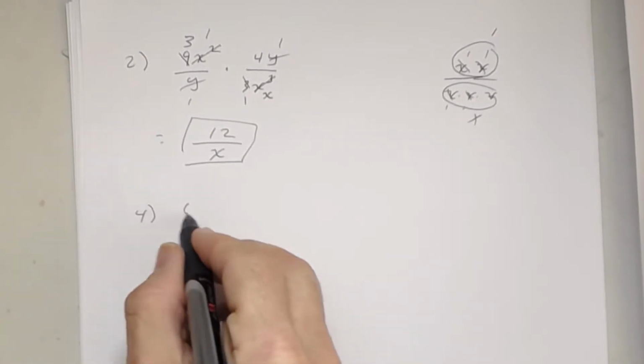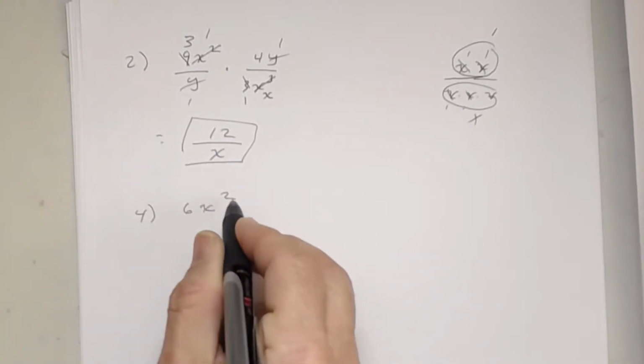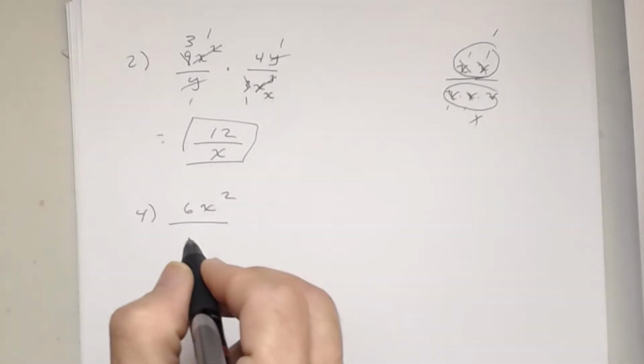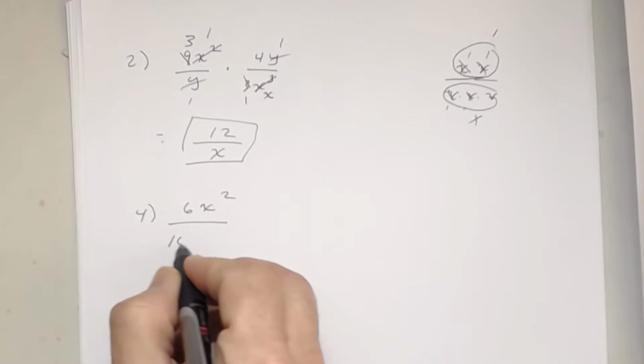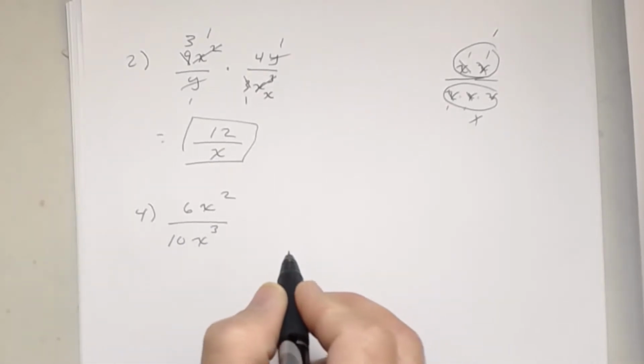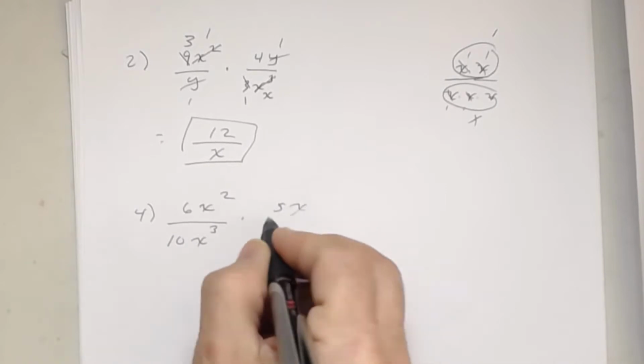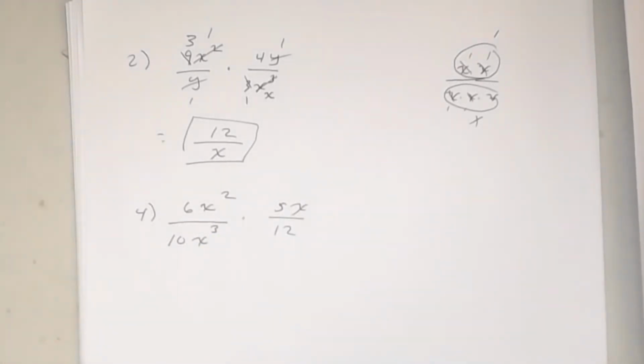Okay, you have 6x squared divided by 10x cubed times 5x divided by 12. So we're going to do this in a couple of ways, but let's start this one like we did the previous one. Can I factor anything? No, because they're all monomials. You don't have a binomial, you don't have a trinomial. That's when we factor. Those are all monomials, so now I'm done with step one.